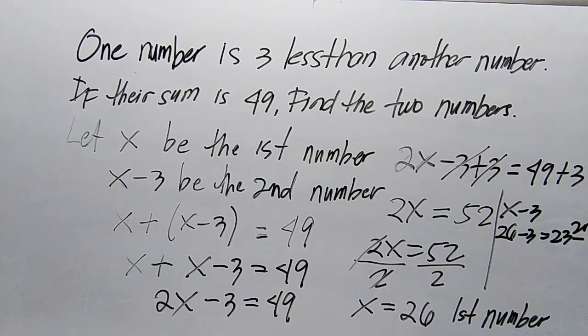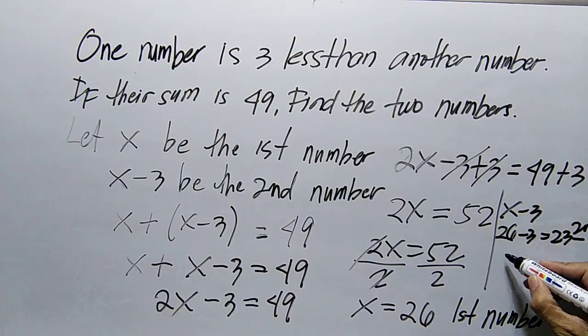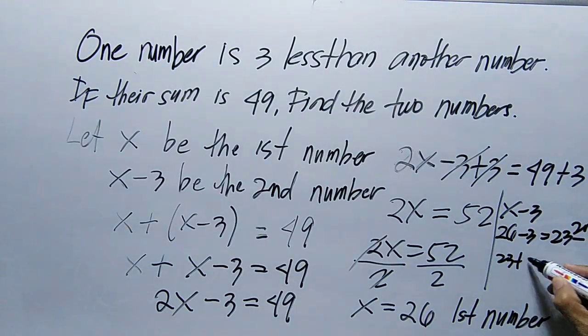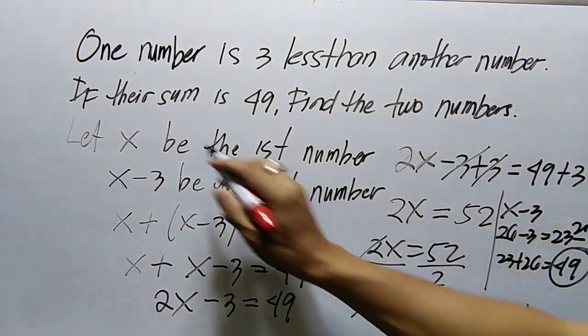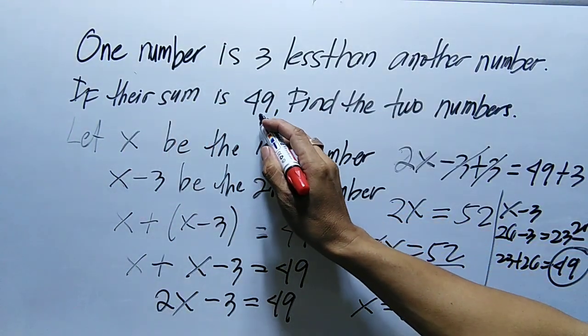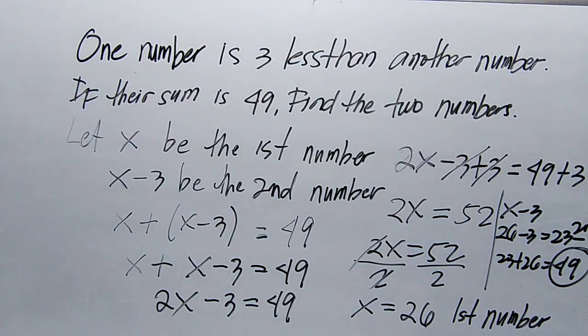Okay? So, kung ang total ng dalawa, 23 at saka 26 ay equals 49. Diba? Ito yung sum nila. If their sum is 49. So, therefore, yung first natin again ay 26. First number is 26, second number is 23. So, this is your final answer.